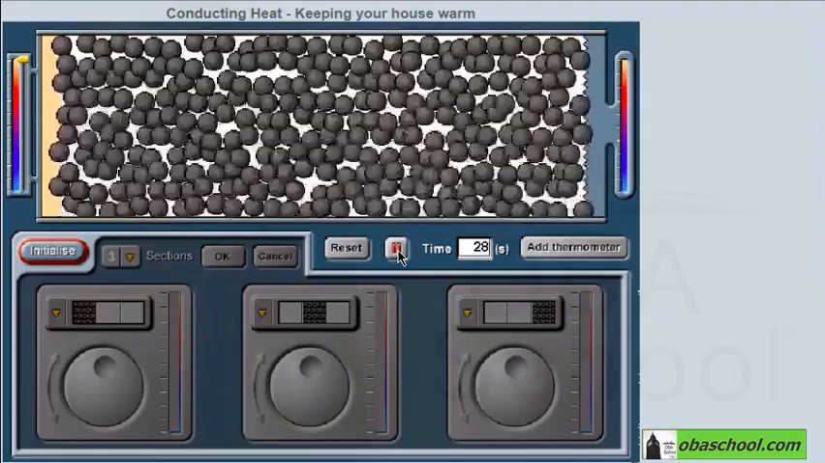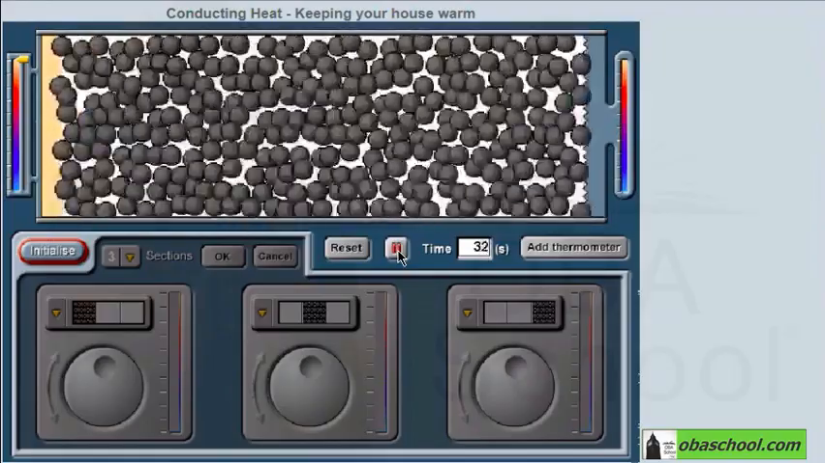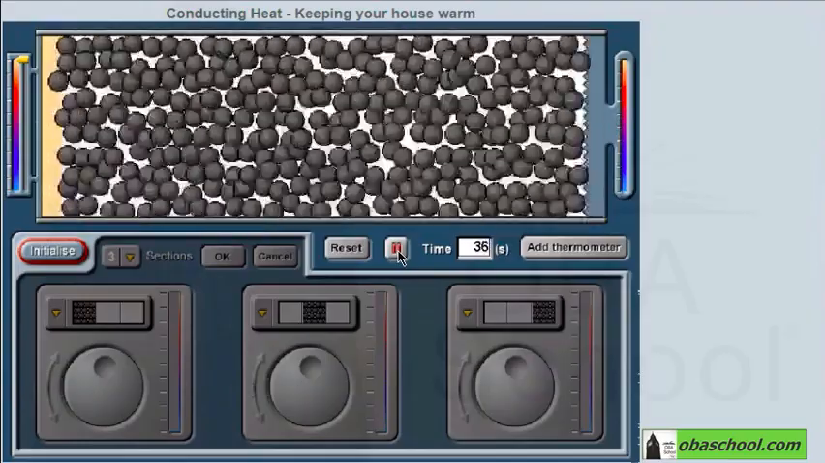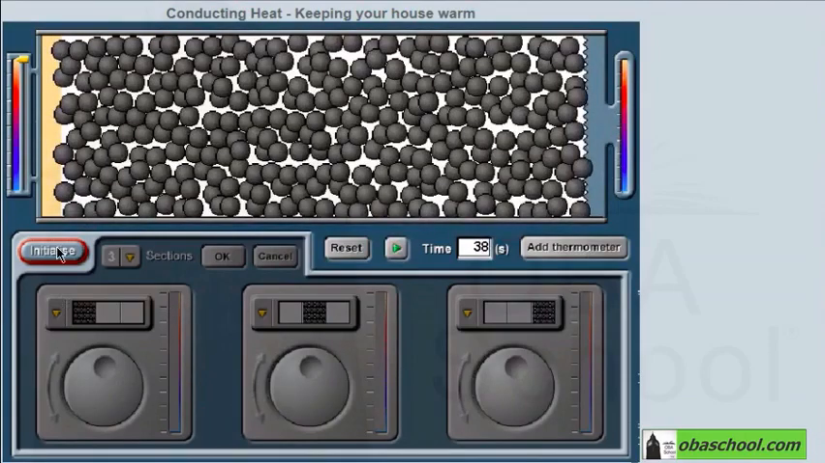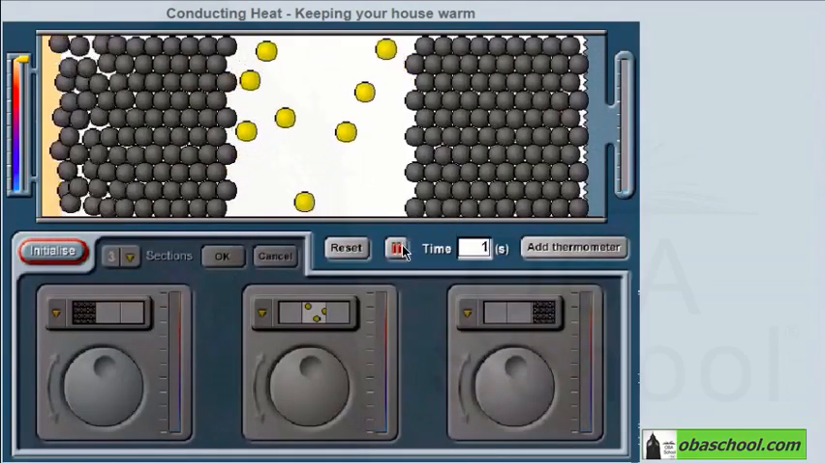Many houses have cavity walls, which have a gap between two layers of brick. We will now represent this situation. We'll choose the cavity wall and we will create a gap between the two walls.